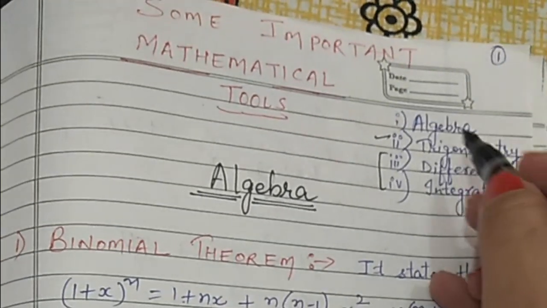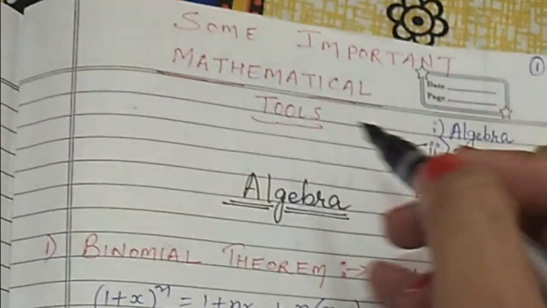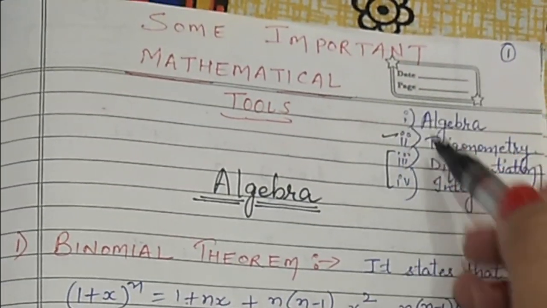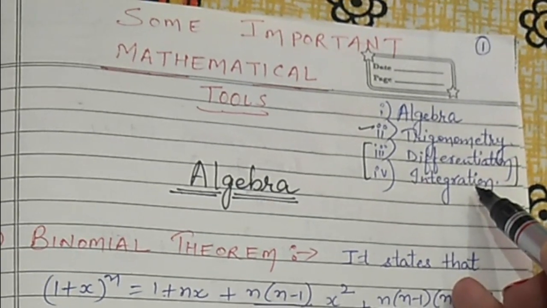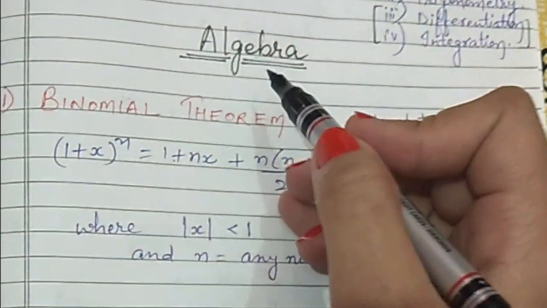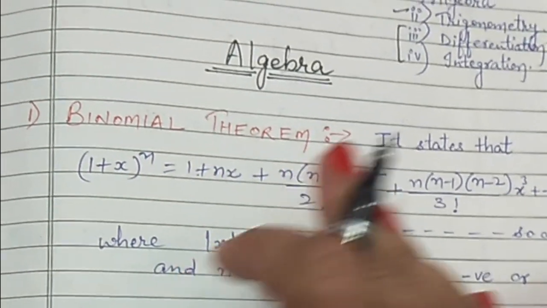But let us come to the point. We are going to start the basic concepts of this physics. Firstly, algebra. I will discuss all these points: algebra, trigonometry, differentiation and integration. Right, students? So first of all, algebra. In case of algebra, I will discuss only the binomial theorem.